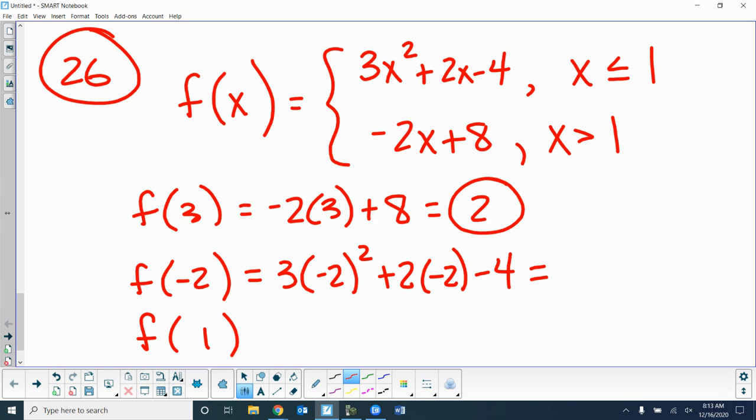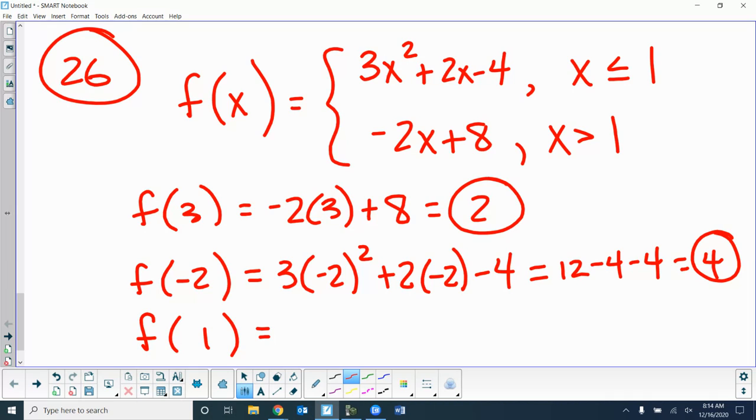Okay, -2 squared is 4 times 3 is 12. 2 times -2 is -4. Okay, 12 minus 4 is 8, minus 4 is 4. Okay, you can just put it all in your calculator just like that, and it'll give you the right answer.